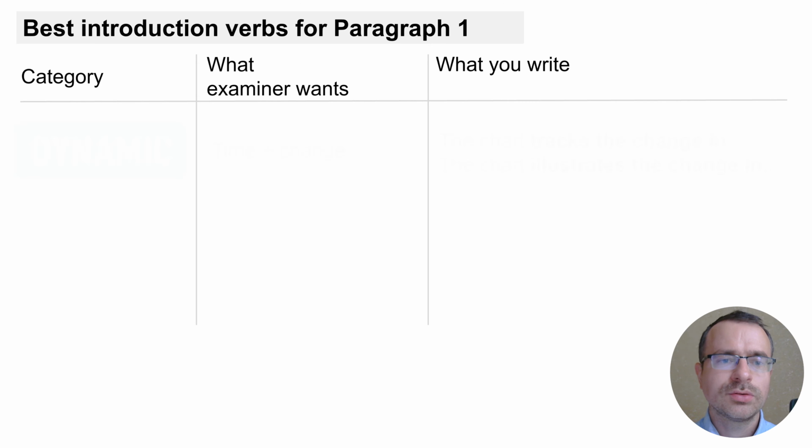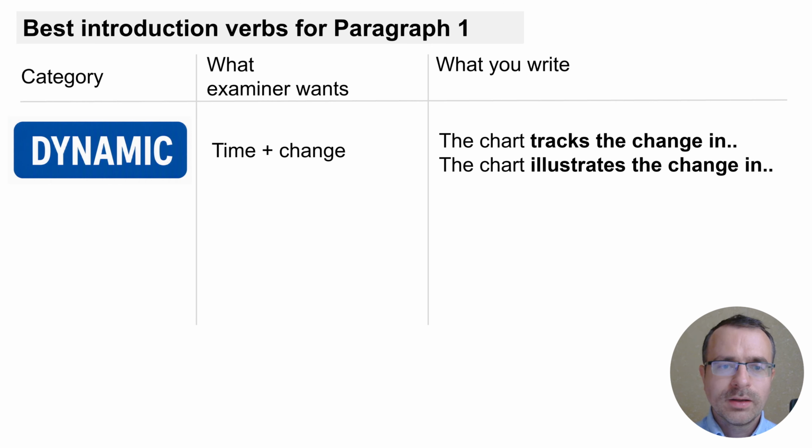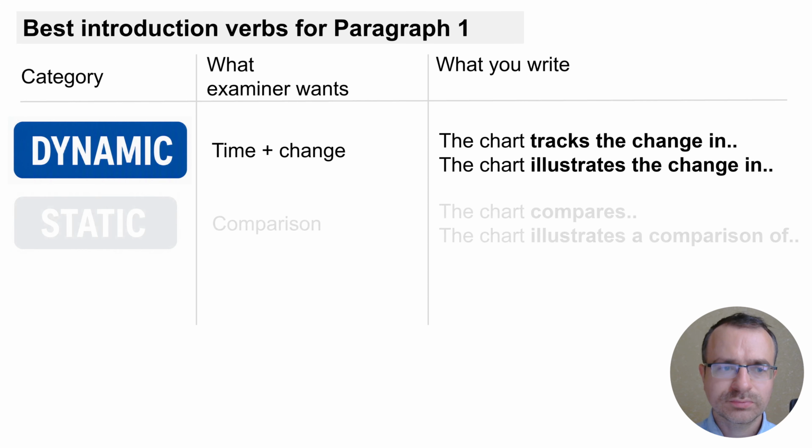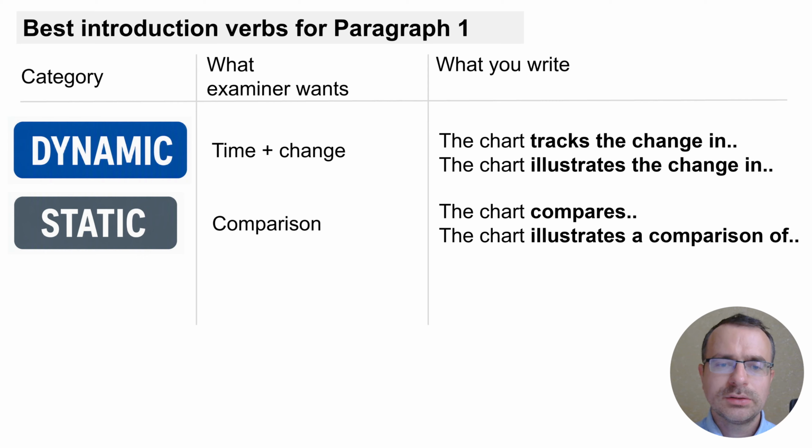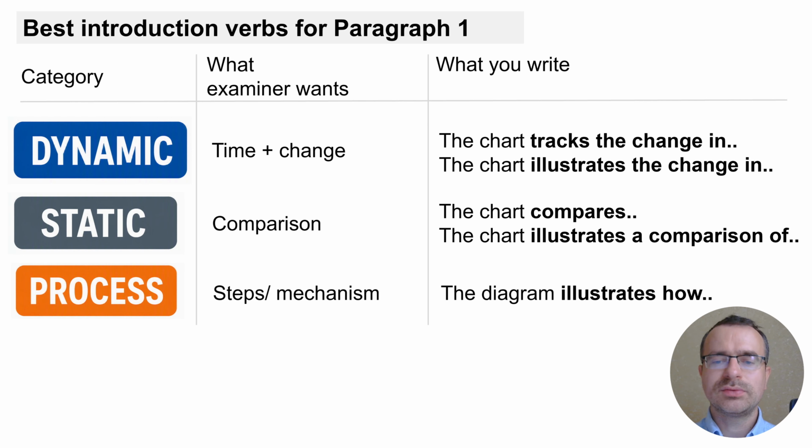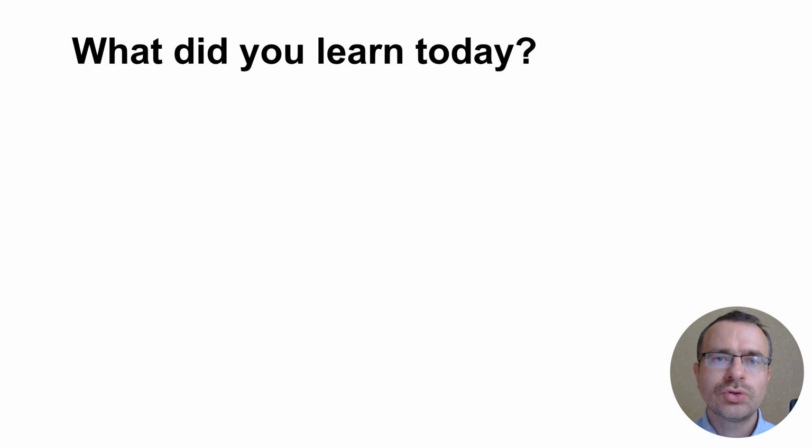So let's sum up our information. There are different verbs for the different categories. For the dynamic chart, we're going to use time and change. We're going to use the verbs tracks and illustrates. For the static, we're going to show the comparison, so we use compares or illustrates a comparison of. And for the process, we're just going to use the universal verb illustrates, but add this particle how to show the sequence of events.